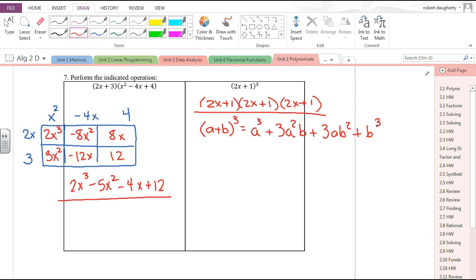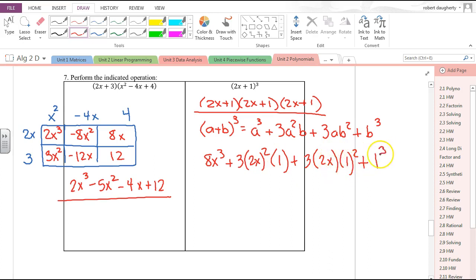So if I cube the first term, that's 8x cubed plus 3 times 2x squared times 1 plus 3 times 2x times 1 squared plus 1 cubed. That is 8x cubed plus 12x squared plus 6x plus 1. Okay?